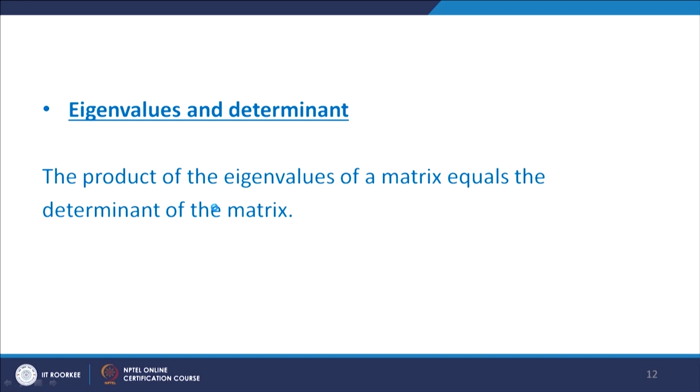Eigenvalues and determinant. The product of the eigenvalues of a matrix equals the determinant of the matrix. See here, whatever the eigenvalues are, if you multiply them, that is nothing but the determinant of a matrix.